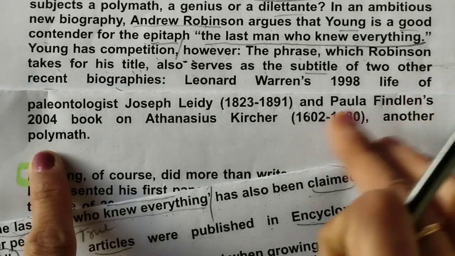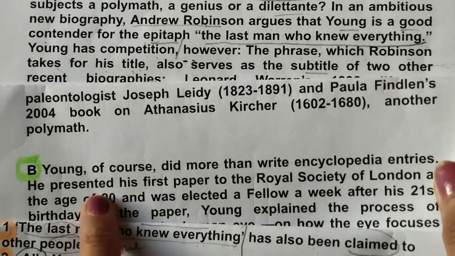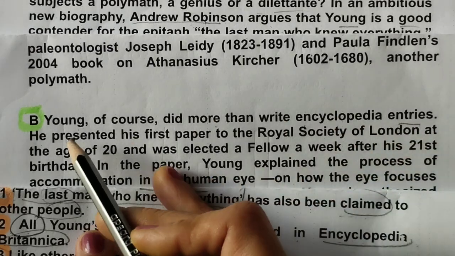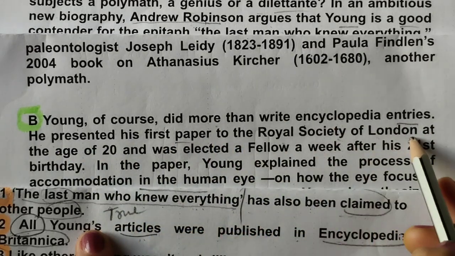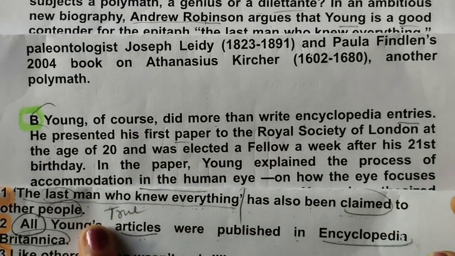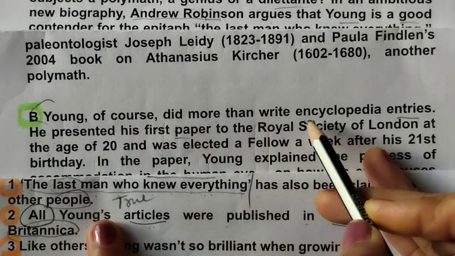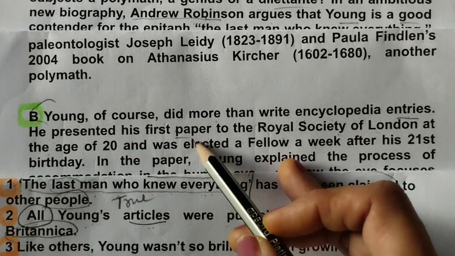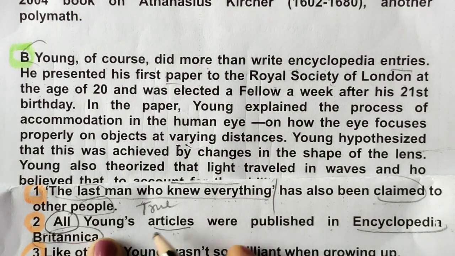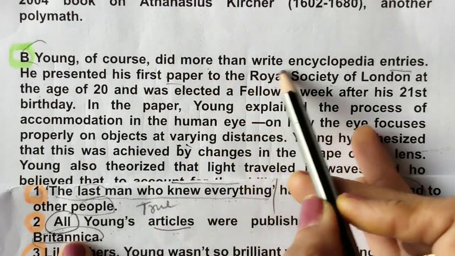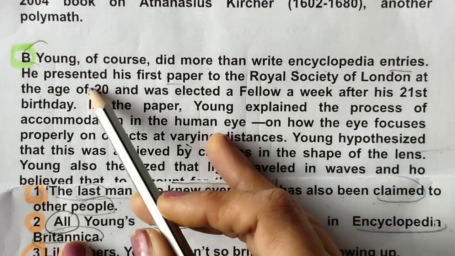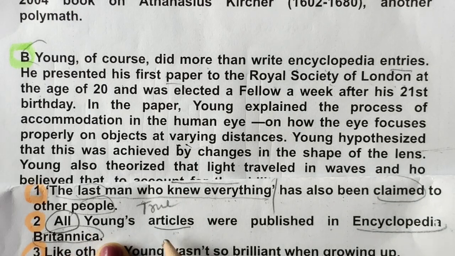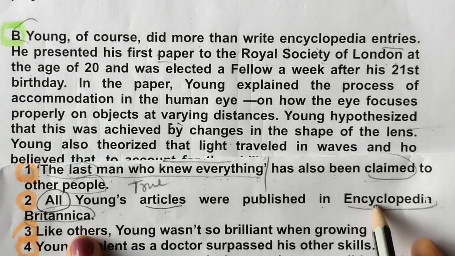So the remaining part of paragraph A, and in B also we can read: Young of course did more than write encyclopedia entries. He presented his first paper to the Royal Society of London. So this line says he did more than writing encyclopedia entries. He presented his first paper. So the location is here. So apart from encyclopedia entries, he wrote these kinds of papers to the Royal Society of London. It means "all Young's articles" means essays and all books were not published in this Britannica.